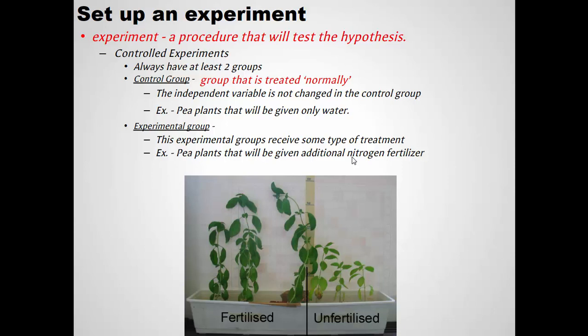The experimental group is the group in which we do change the independent variable. We alter it in some way. Sometimes we might have just one experimental group. Other times we might have 3 or 4 or multiple. We might change the independent variable to different degrees. And once we have our experimental and control groups, it allows us to compare them.